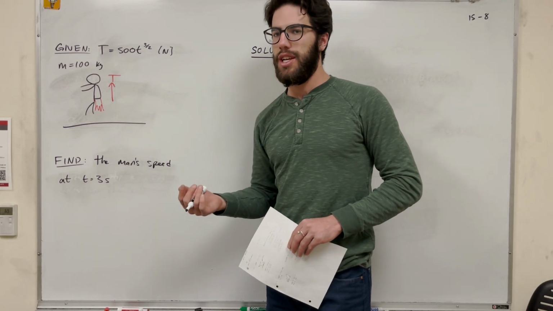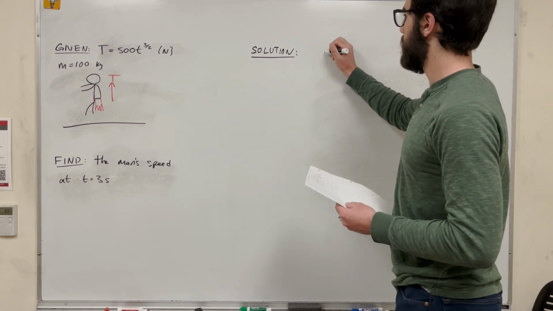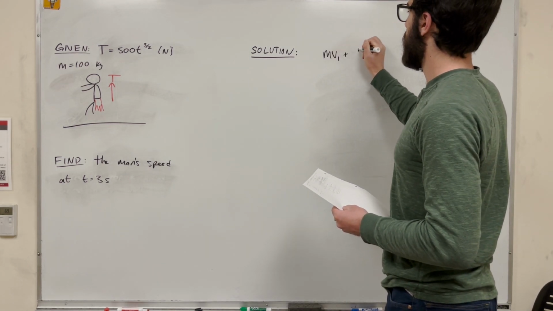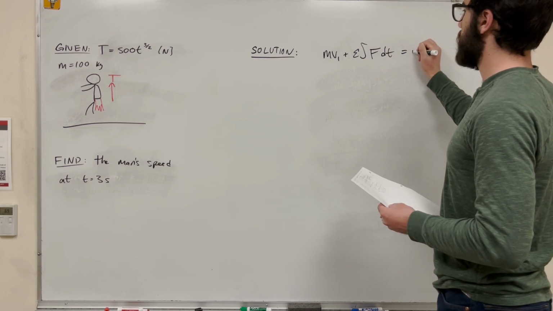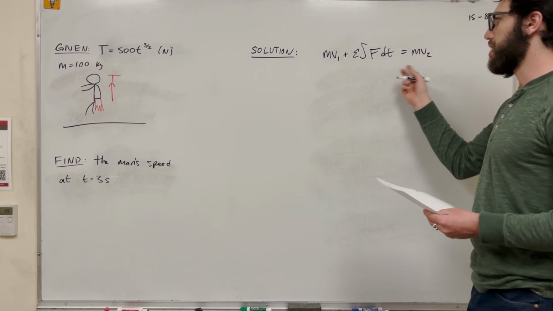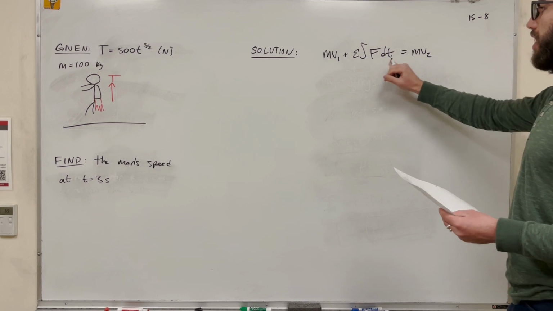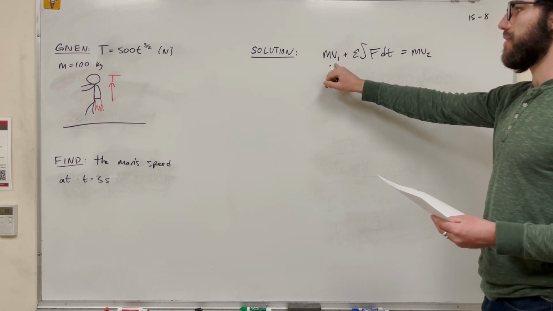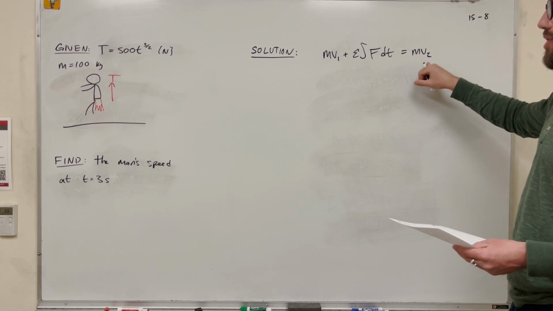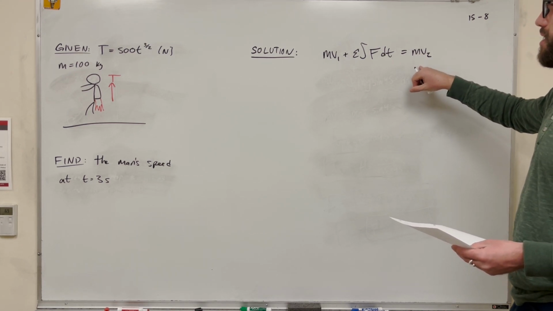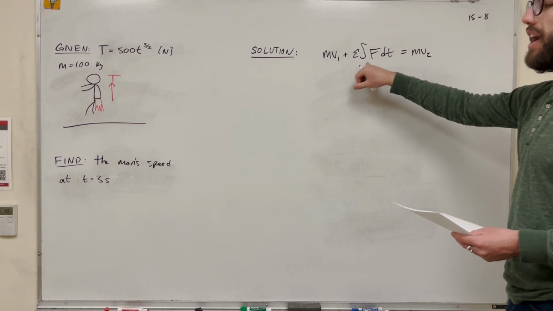To do that, we're going to be using the momentum equation, right? Momentum initial plus the sum of the impulses, the forces over time, is equal to the final momentum. So we recognize we know the mass, and velocity initial is going to be 0. Velocity 2 is what we're solving for. We're given mass, but we need to figure out the forces that are acting on it.